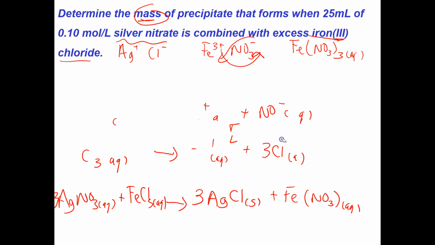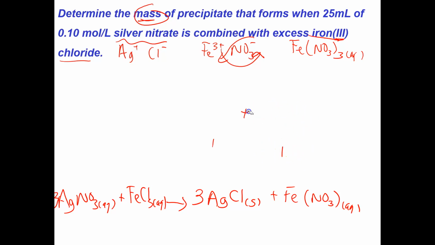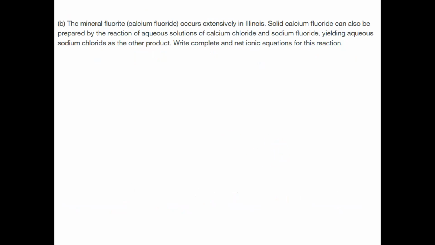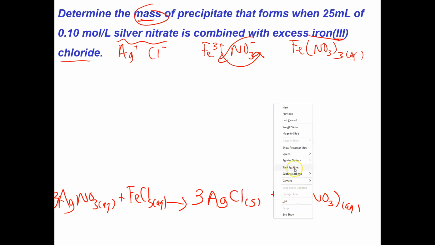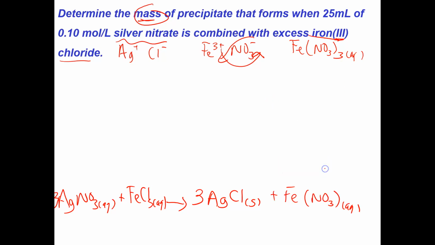Now we can do our mathematics. So we're starting with 25 mL of our silver nitrate, and we have to think about how many grams, because it's asking for mass, of our product that we need. How many grams of our product, which is our silver chloride that we're going to produce.